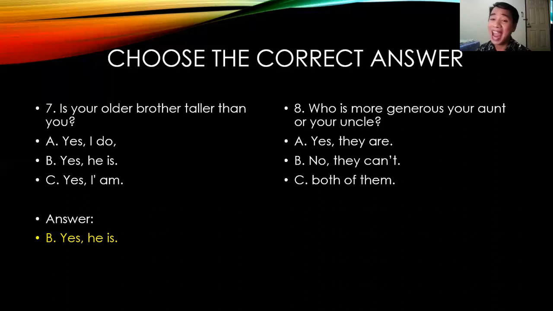Okay, the correct answer here is letter C. If you agree that both of your uncle and your aunt are generous, you can say both of them. Or if you choose only one, you can say, my aunt is more generous. Or you can say, my uncle is more generous. Okay? So that's how you answer. Okay? So that is all about comparatives.